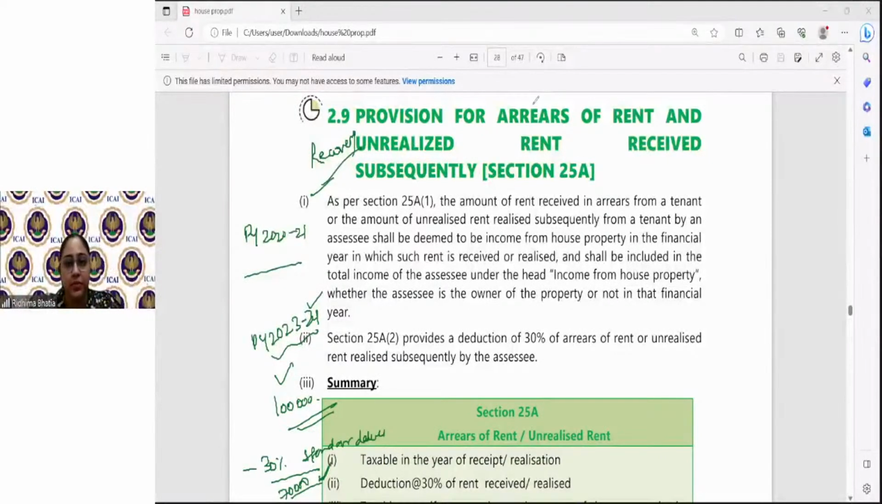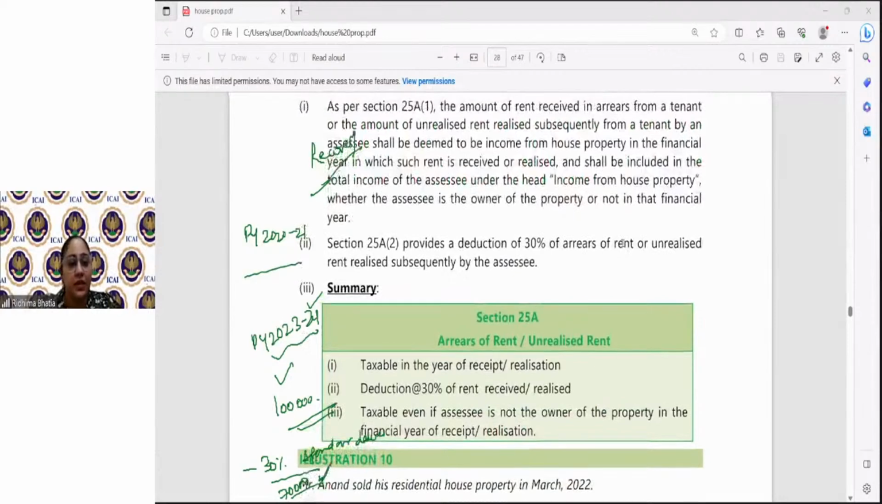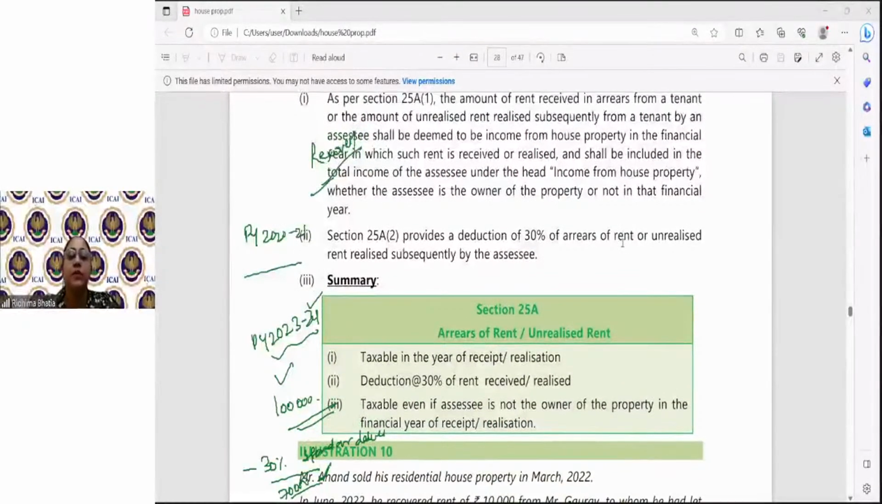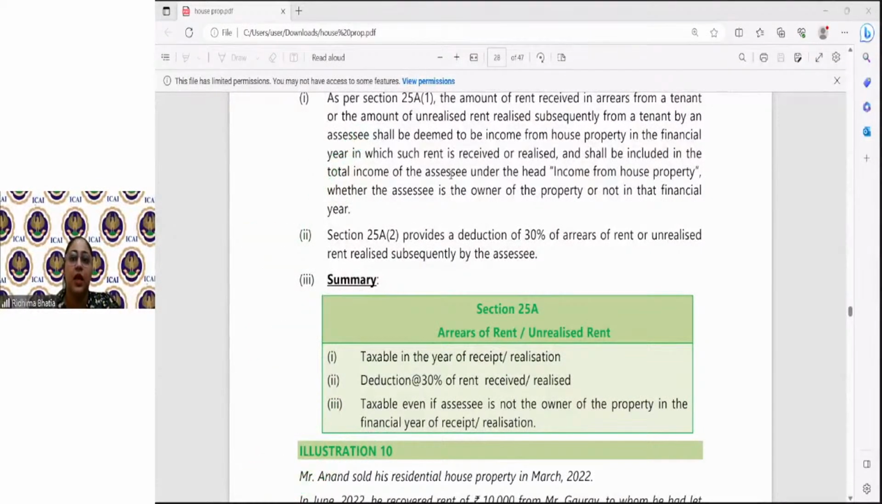So to sum up, the concept of unrealized rent: taxable in the year of receipt, deduction at 30% is allowed, and taxable even if you're not the owner in the year of receipt. Sorted? Next and the last concept is the concept of deemed ownership.